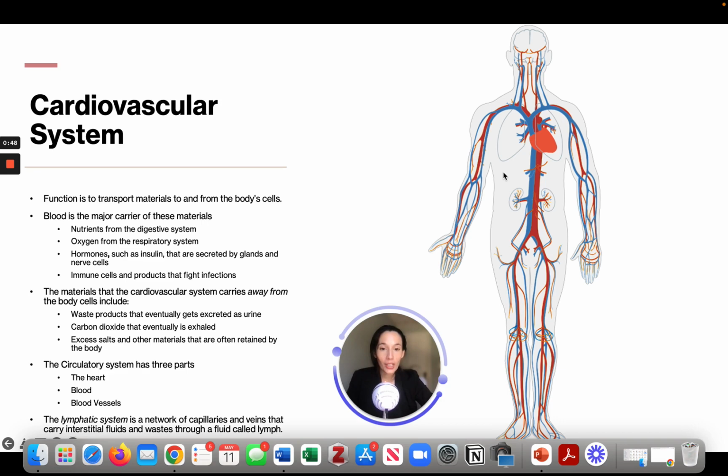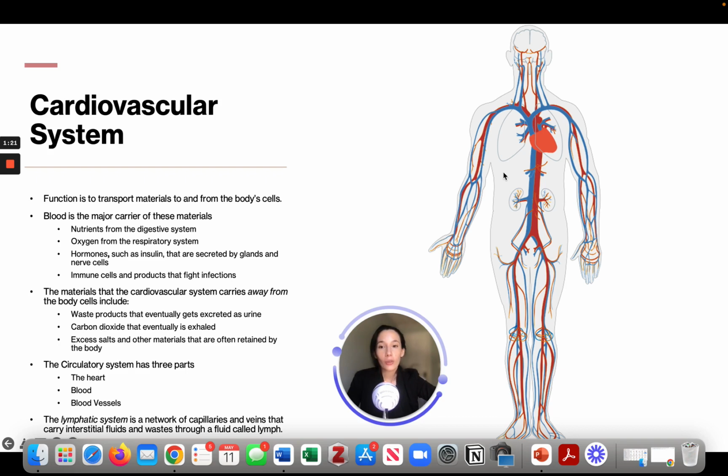It brings nutrients from our digestive system, oxygen from our respiratory system, hormones that are secreted by glands and nerve cells, such as insulin, immune cells, and products that fight infection. The blood carries that around our body. The materials that the cardiovascular system carries away from the body include waste products, which will get excreted in the urine, carbon dioxide, which will get exhaled, excess salts, and other materials that are retained by the body.